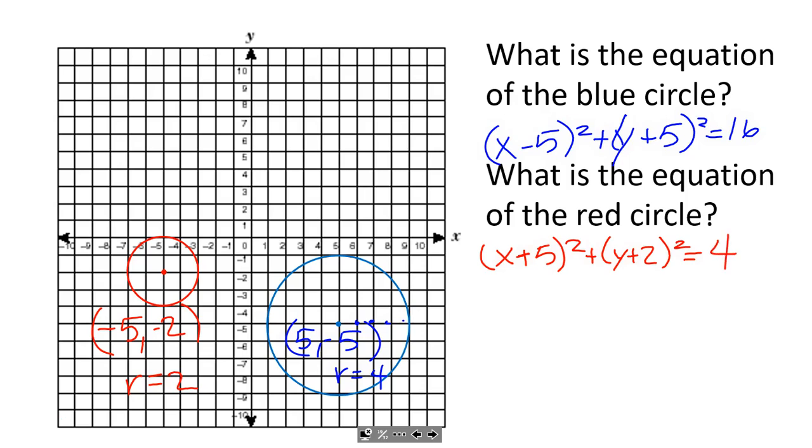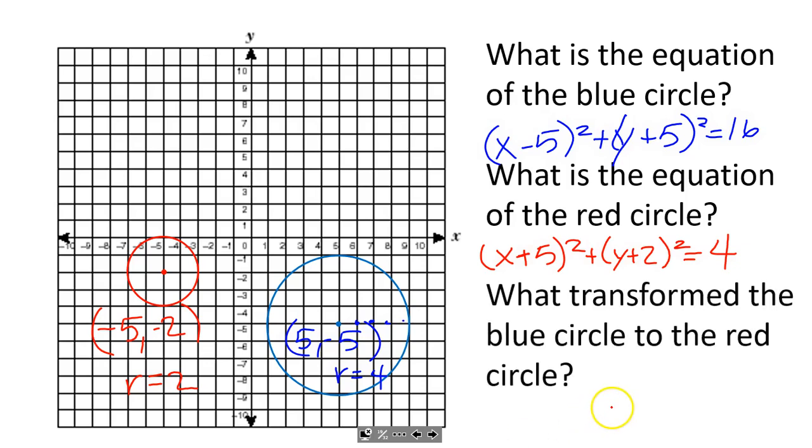Now the next question this asks us is, what transformed the blue circle to the red circle? Well, let's take our ending radius, which is 2, over our beginning radius, which is 4. So you should be able to see that this was reduced by a scale factor of 1/2. But then also, if it was just reduced, then our center would not have changed, and our center did change.